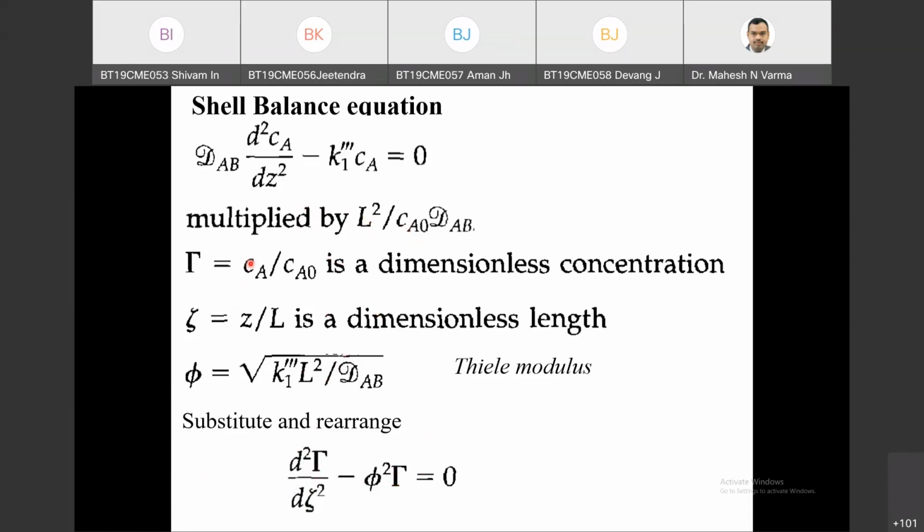Yes, substitute all these definitions. First substitute for CA, then substitute for Z here, substitute for CA here, rearrange the equation and use this definition. So this equation should be equal to this equation. Just let me know if you are getting this equation or not.